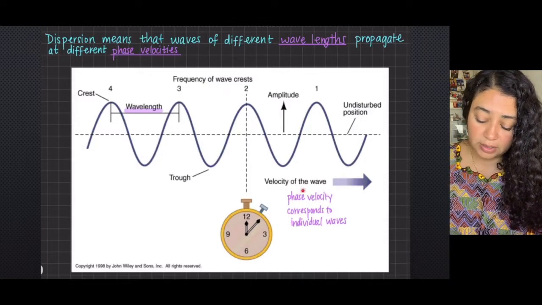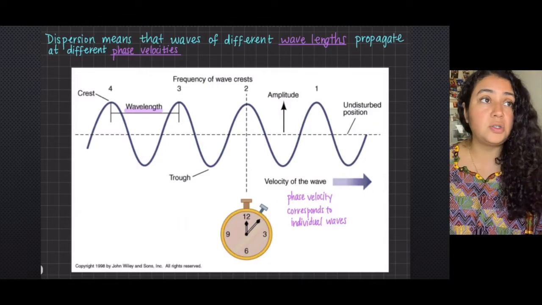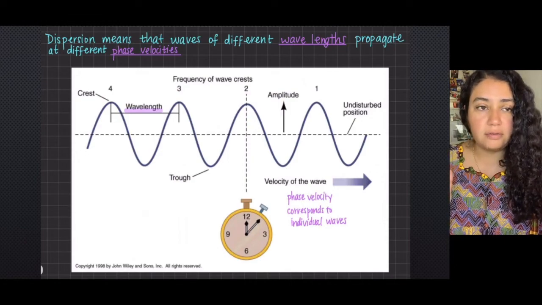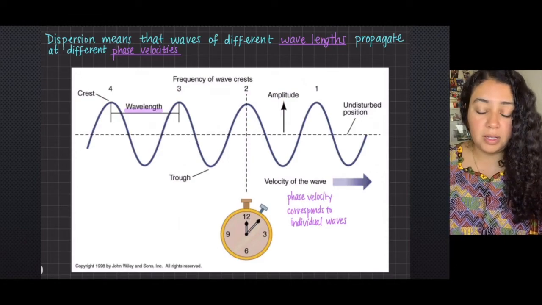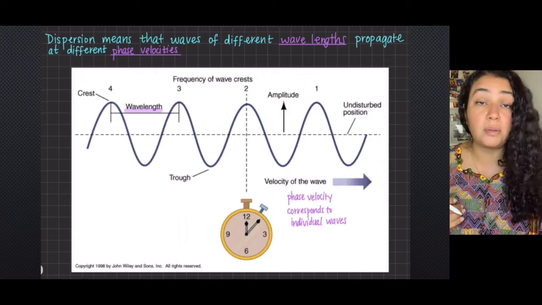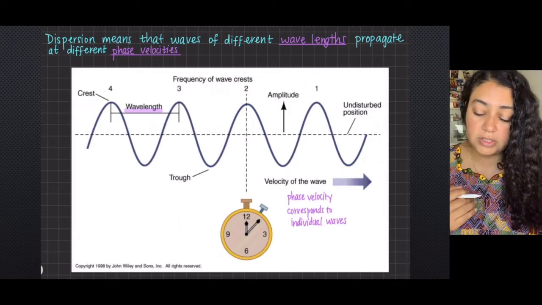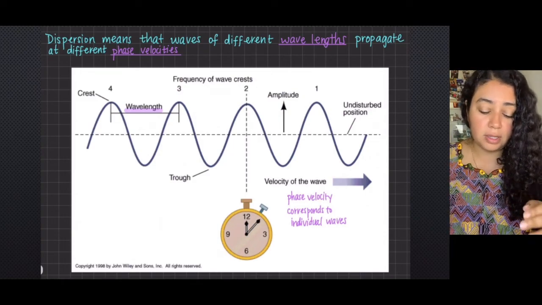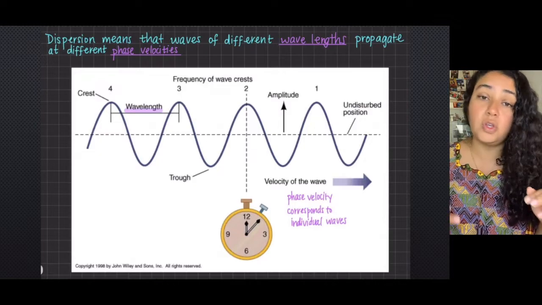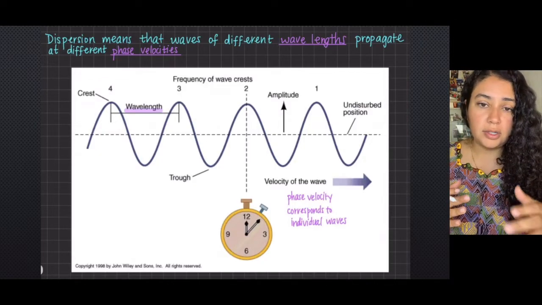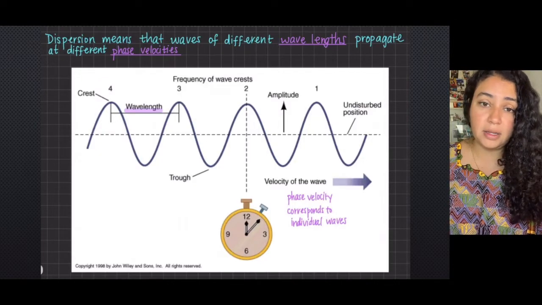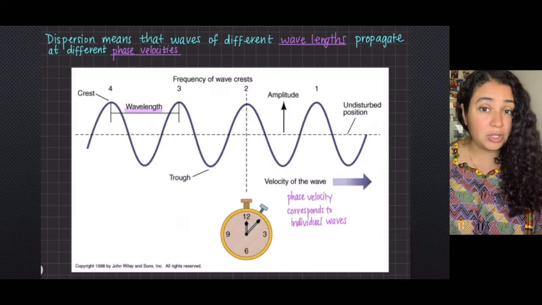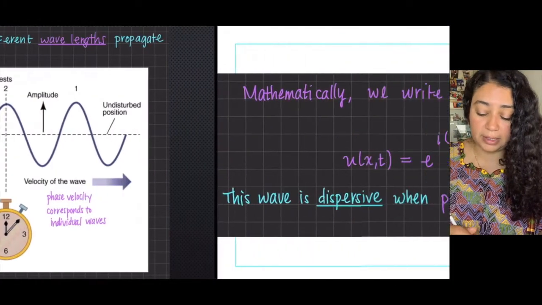The phase velocity corresponds to individual waves, and it keeps track of how many phases pass a given point in a certain amount of time. If you keep track of the waves of the same wavelength, and those are traveling according to a rule that depends only on that, in general you would say that that wave is a dispersive wave. That's something you can observe. And how do you capture that mathematically?